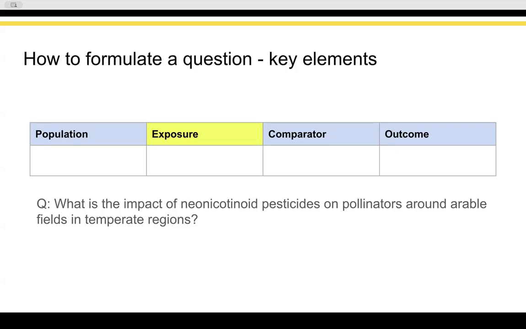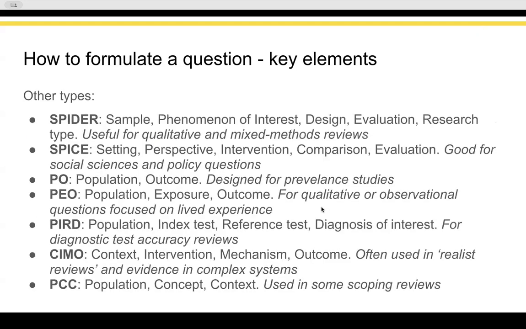The difference is not particularly important, but in this case, what is the impact of neonicotinoid pesticides on pollinators around arable fields in temperate regions? The population is temperate regions, the exposure is neonicotinoids, the comparator is no neonicotinoids, and the outcome is pollinators, which we can already see probably needs to be defined. But that's how we go about breaking our question down to see if we have the available information to populate that kind of framework. And there are loads of these frameworks out there.